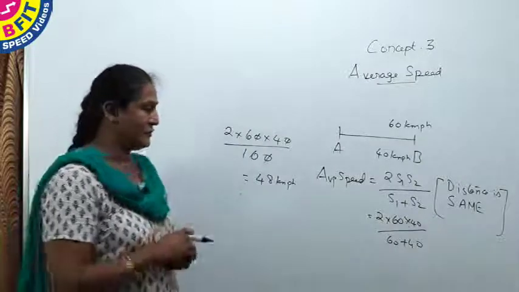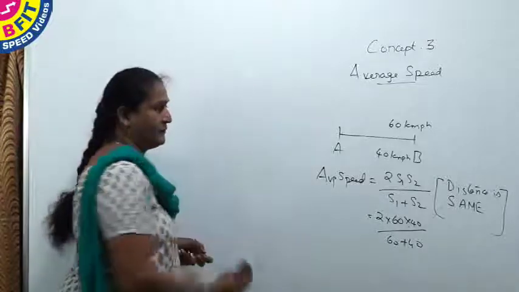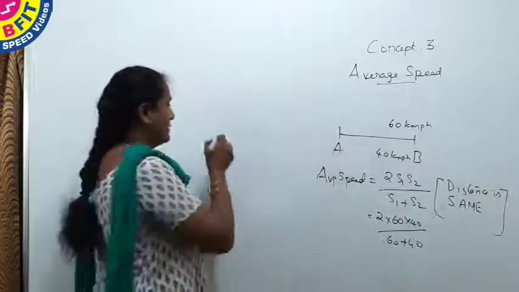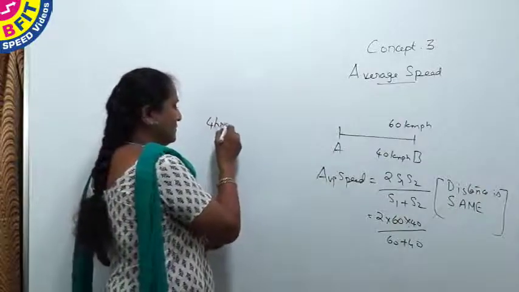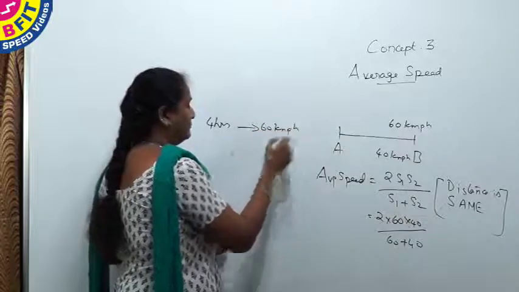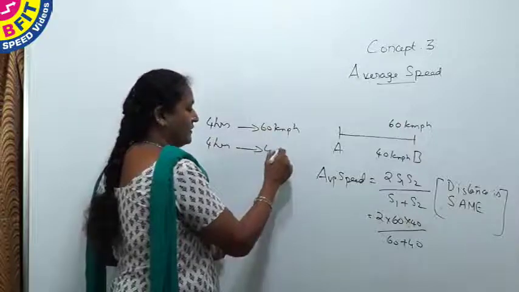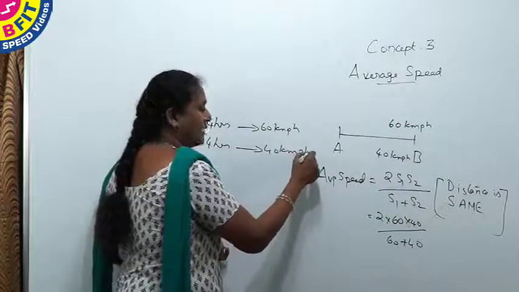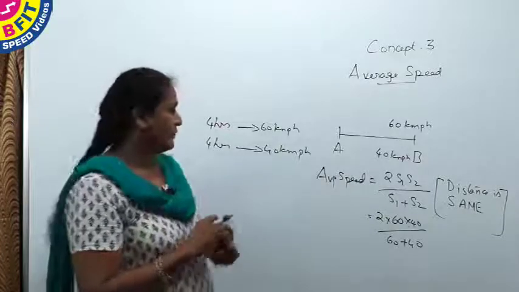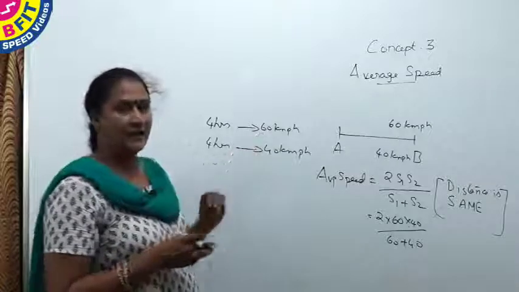Say suppose the person is traveling for 4 hours with speed 60 km per hour, and for another 4 hours he is traveling with the speed 40 km per hour. So then what will be the average speed taken? So we have the detail, instead of distance they have given speed and time.